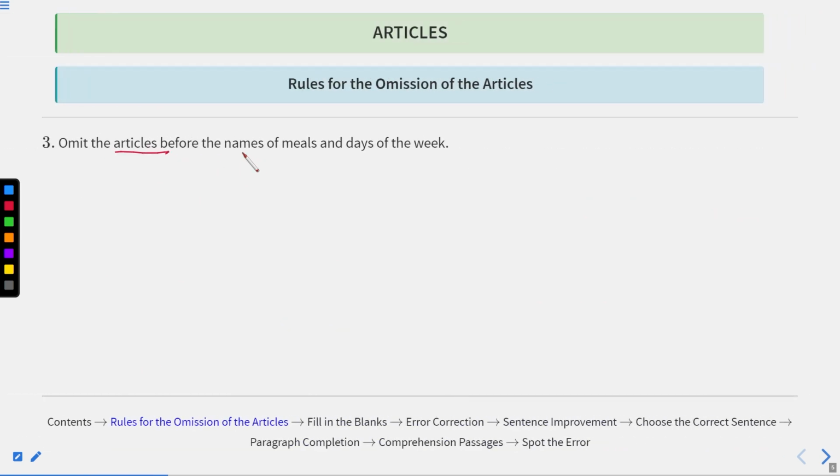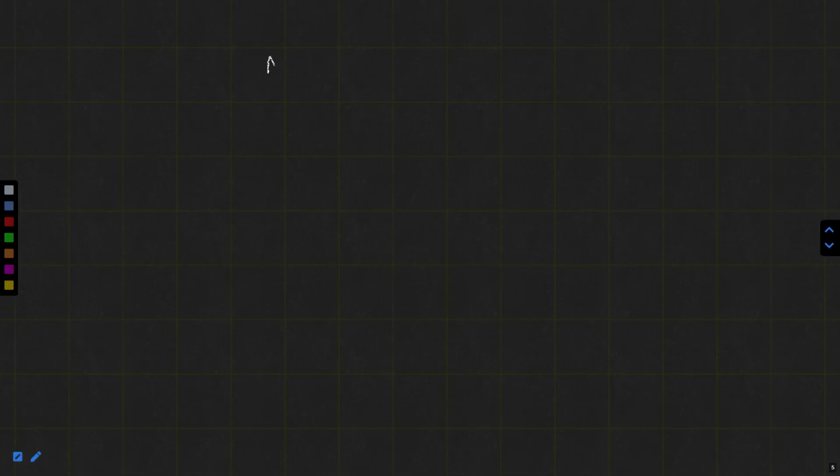Omit the articles before the names of meals and days of the week. Now these are two things. One the meal and another one is the days. Okay. First of all, we'll talk about the meals. Now, do you know how many meals are there in a day? Tell me how many meals are there in a day. Well, there are 6 meals in a day. What are the 6 meals?